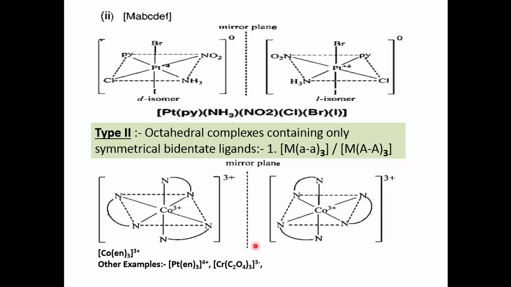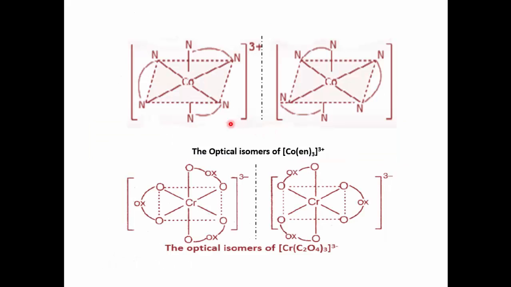Mirror is placed. What happens? The position of these nitrogen donor atoms is changed. Now this nitrogen atom which is present at second position is shifted to fifth position. And this ring which is present at fourth and fifth position is now transferred to second and third position. Similarly, the ring which is present at third and sixth position is transferred to fourth and sixth position. So in this way, these two isomers are also not superimposable and hence show optical activity. Same structure is written here.